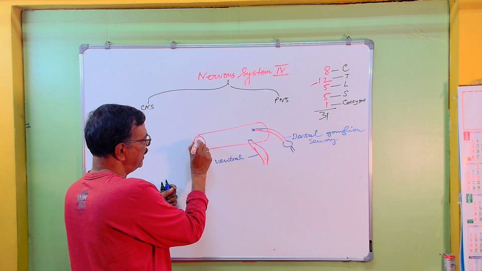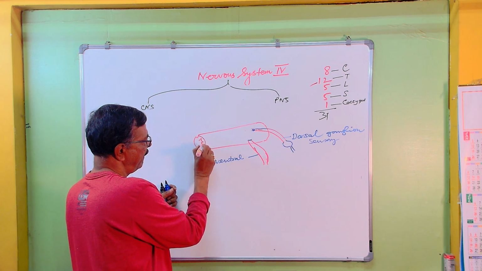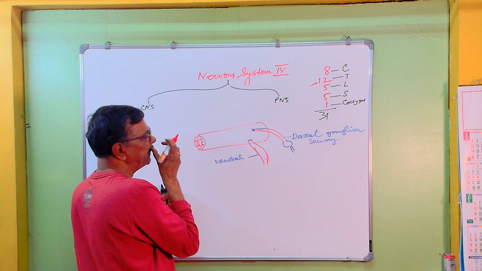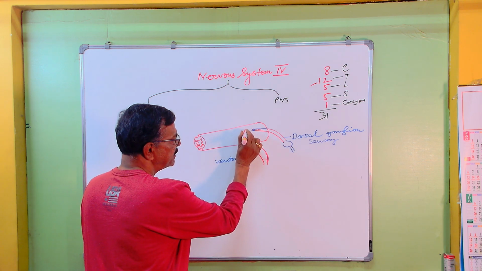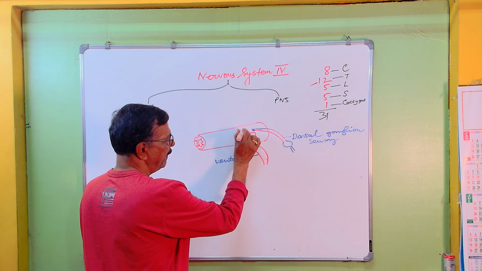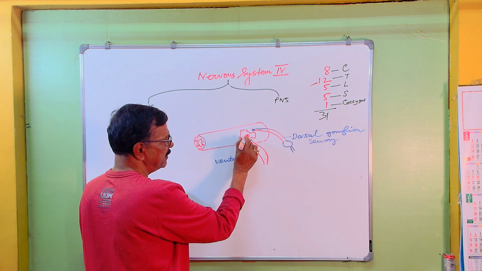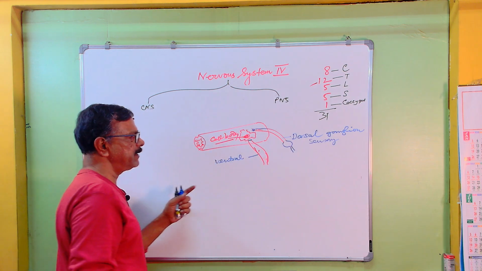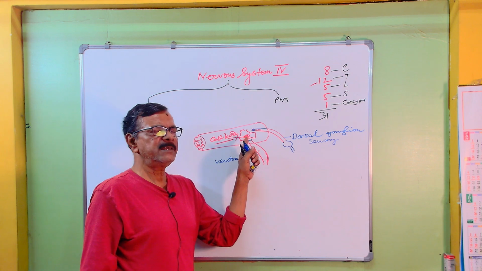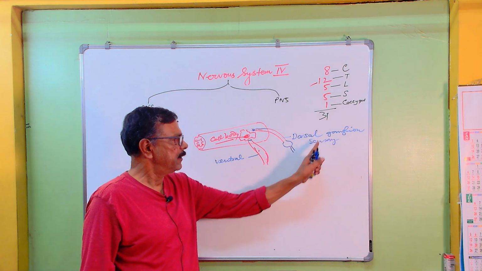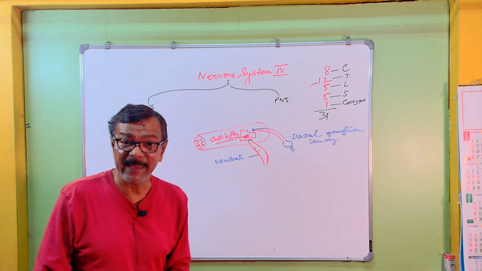Now the ventral root has its cell body in the grey matter. Here you see the H-shaped grey matter with the ventral horn, lateral horn and dorsal horn. The cell body of the neuron of the ventral root lies inside the grey matter, while the cell body of the dorsal root remains in the dorsal ganglion.